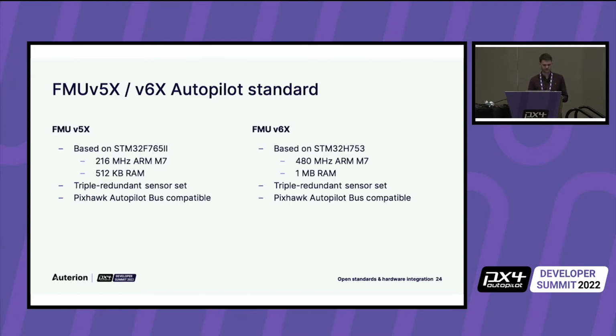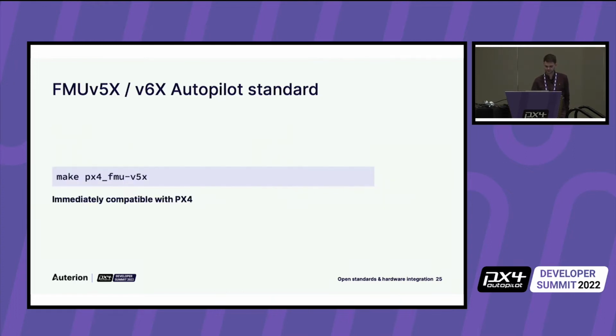As I said, there's V5X and V6X. The main difference between those is the processor. V5X is based on the STM32F7, and the V6X is based on the STM32H7. Other than that, they're pretty much identical. The H7 has a much higher processor speed, more memory, and a bit more modern design, but apart from that, they're fairly identical.